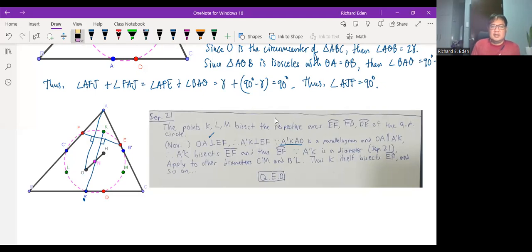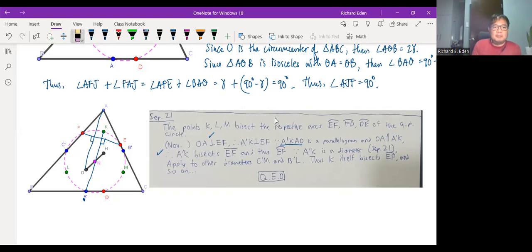Well, since A prime K actually goes through and it's a diameter. And when a diameter is perpendicular to a chord, it actually bisects that chord. And so therefore it bisects the arc of that chord, which is EF. So actually that's it. And then it's the same argument for the rest.